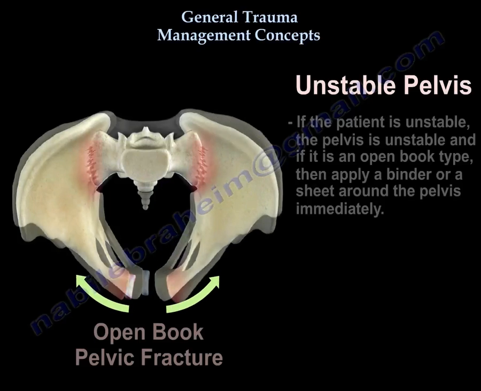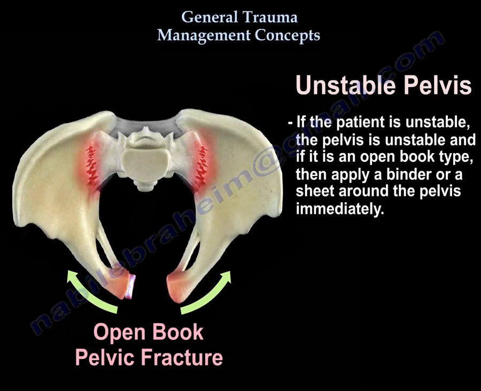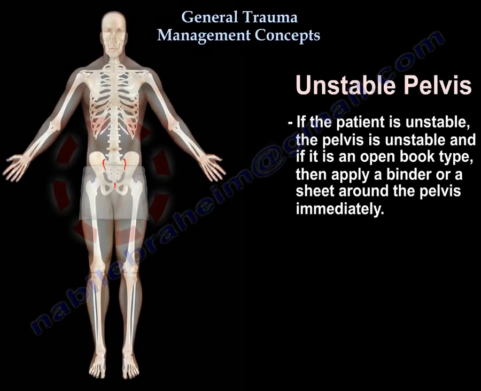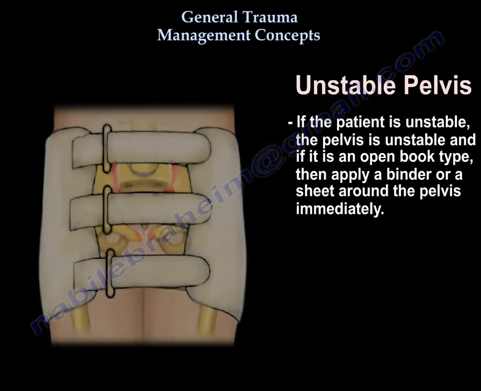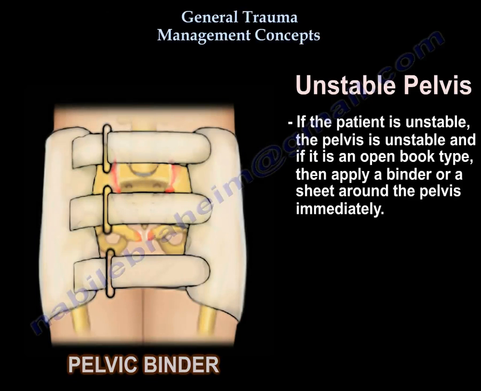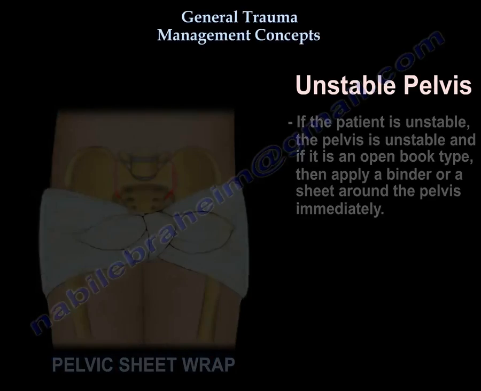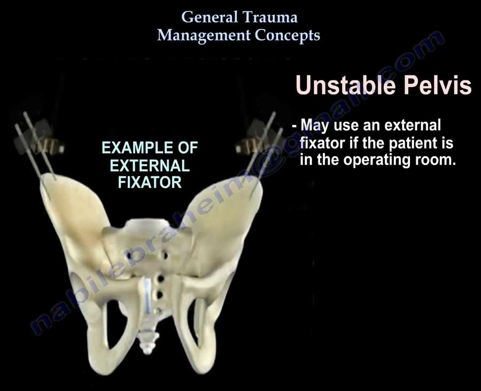The unstable pelvic fracture: the patient is unstable and the pelvis is unstable. The pelvis is an open book type. Then you will apply a binder or a sheet around the pelvis immediately. If the patient is in the operating room, you will do external fixation.